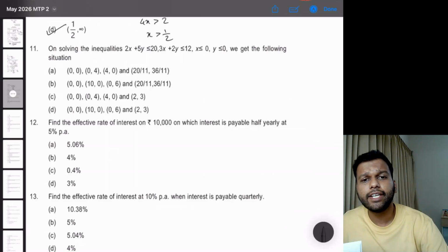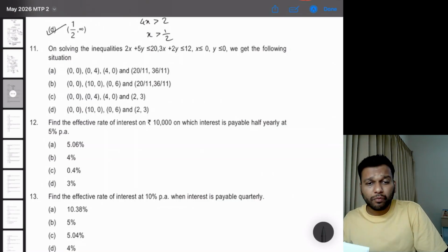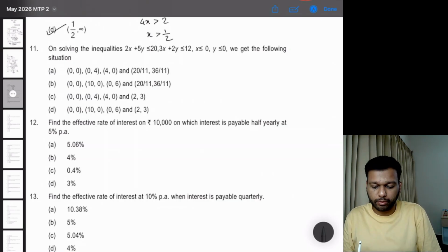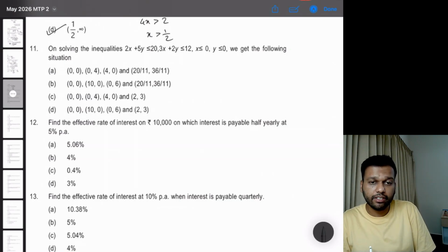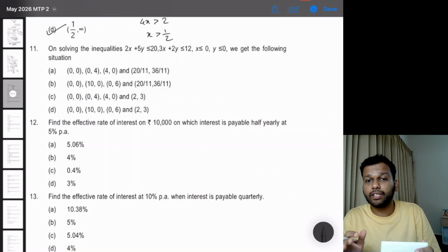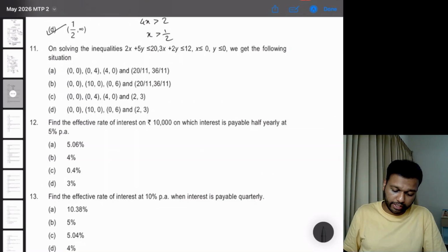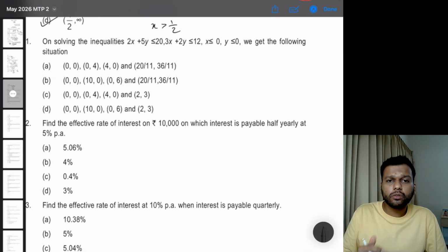On solving the inequalities, we get the following situation. Why I'm saying you should solve this, because inequalities questions are very easy, and in every exam there are going to be 1 or 2 questions. They will feel lengthy, but if you know the trick, then you'll get the answer quickly. Okay, so what is the trick?